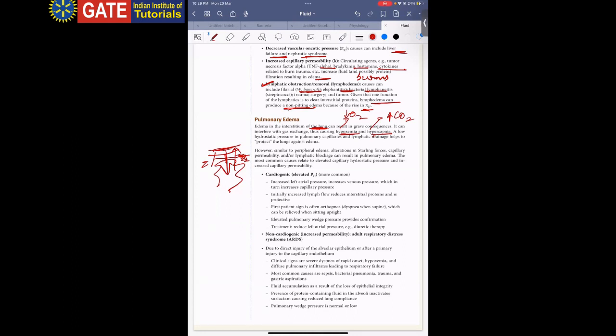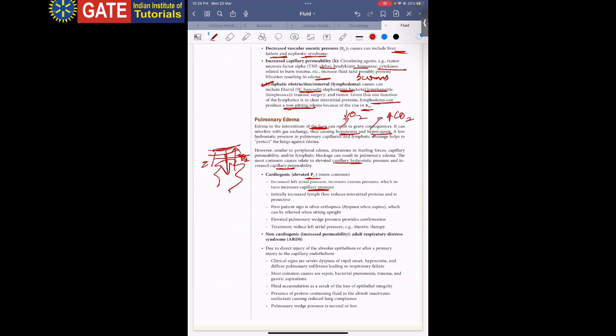So let's talk about what is cardiogenic and non-cardiogenic type of pulmonary edema. Just like the other types of edema, whenever there is an increased hydrostatic pressure and there is an increased capillary permeability, both of them can result in pulmonary edema. Let's talk about the cardiogenic edema. Cardiogenic edema is most commonly due to the increased hydrostatic pressure within your vessels or within your capillary. So whenever you have increased left atrial pressure or increased venous pressure, all of them can increase the capillary pressure and cause the increased filtration.